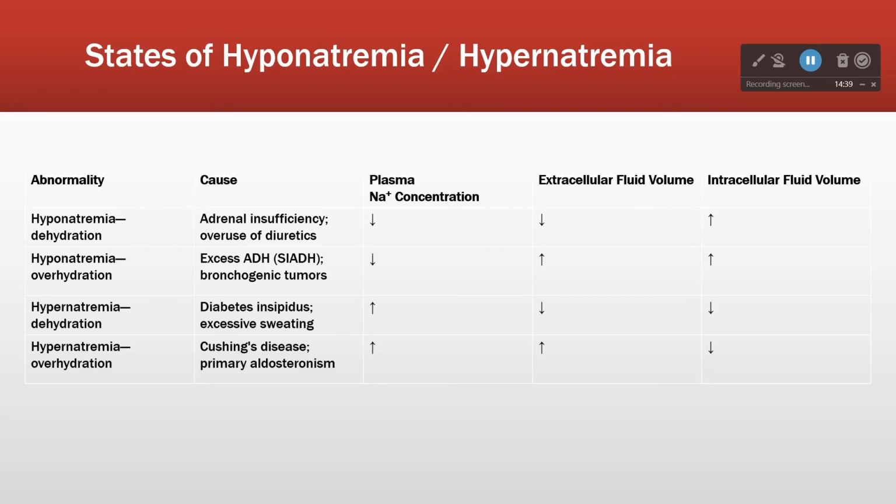Hypernatremia with dehydration. This is anything that causes a loss of free water. Okay, so this could be diarrhea, vomiting. This could be fever, right? Because when you have a fever, your insensible losses go up. Most of the insensible loss is free water.